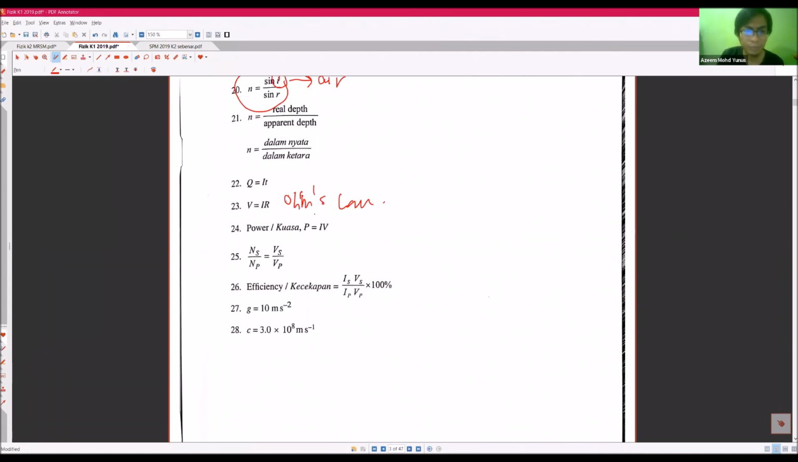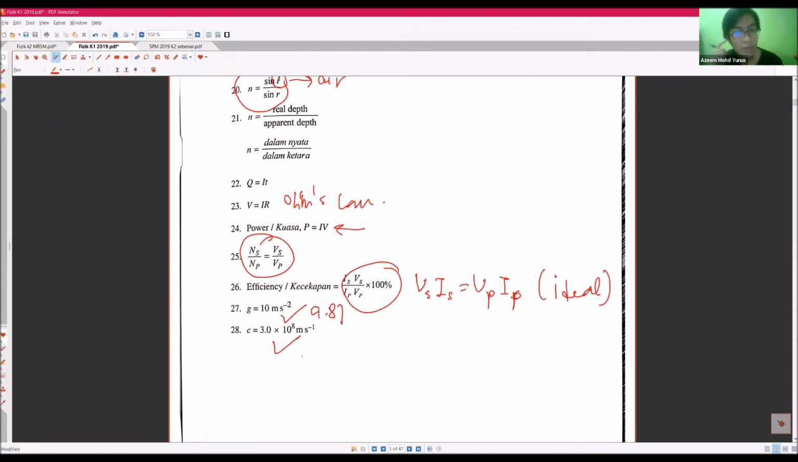Power for electricity. Then the formula for transformers, you can switch the positions, and the efficiency of a transformer. We don't have this formula here. It comes from this formula at 100% efficiency. g equals 9.8 for the new series. c is 3.0 times 10 to the power of 8 meters per second. If not given in the formula list, that means it must be given in the question, as well as the 1 amu, because it will be given in the question.